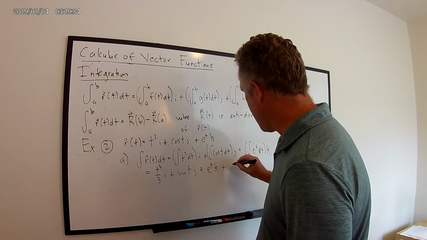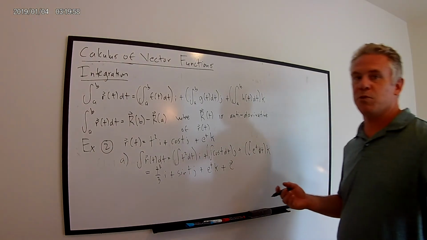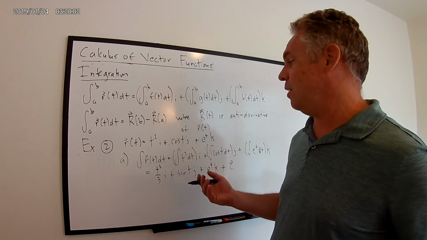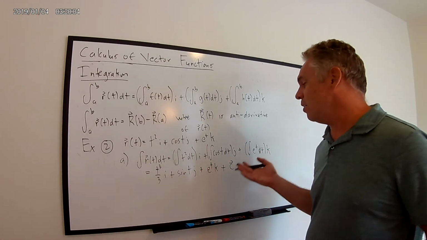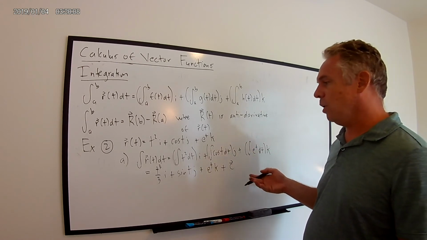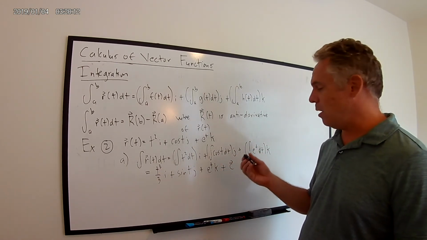Now here we need to add an integration constant vector. If you remember with regular functions, we had to add an integration constant for an indefinite integral. Here we have to add an integration constant vector for an indefinite integral of a vector function. And if we took the derivative of this vector, it would disappear.